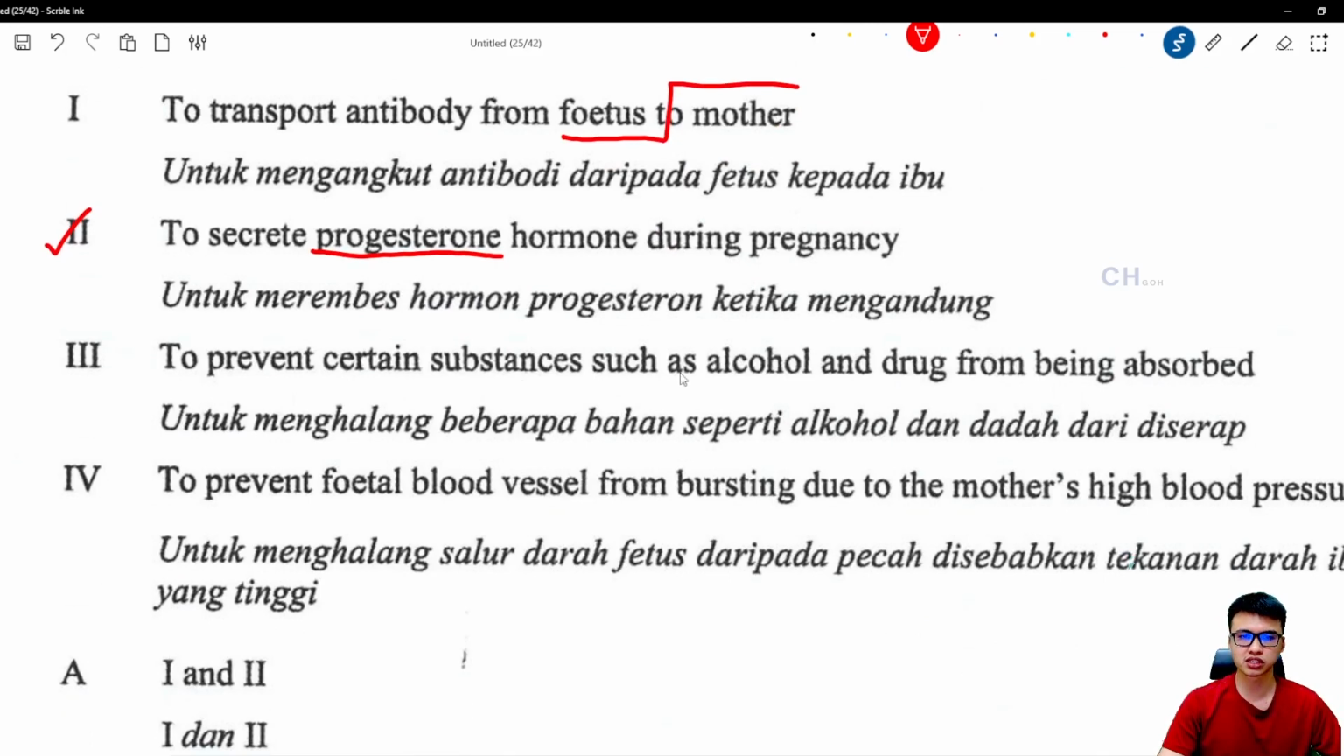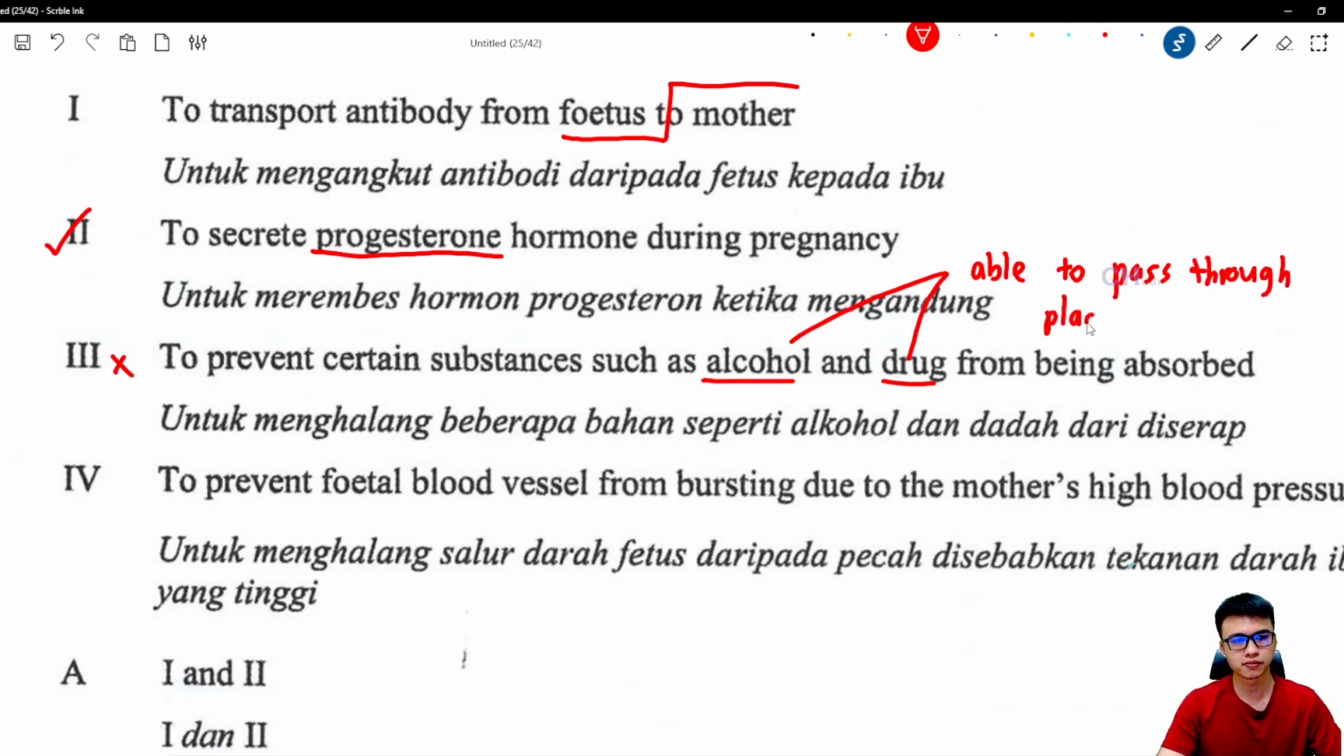To prevent certain substances such as alcohol and drugs from being absorbed. Now this one is wrong. Remember that alcohol and drugs, they are very, very small, which is able to pass through the placenta. So if the alcohol and certain drugs can pass through the placenta, how is it going to prevent? Correct or not? So this one is wrong. Okay, so remember, for the pregnant woman, they cannot simply take alcohol, they cannot simply take the drugs, because this kind of chemicals is going to pass to the fetus. Alright, so it's very dangerous.